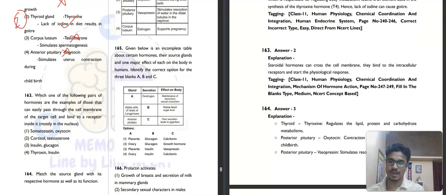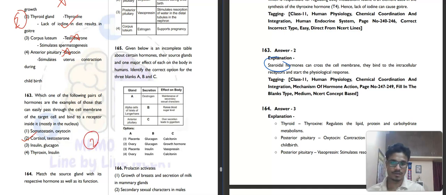Which of the following pairs of hormones are examples of those that can easily pass through the cell membrane of the target cell and bind to a receptor inside it, mostly in the nucleus? So basically steroidal hormones can cross the cell membrane. You know that they bind to the intracellular receptors and start the physiological response. So here the steroidal hormone is cortisol. Here the second option will be your correct answer.